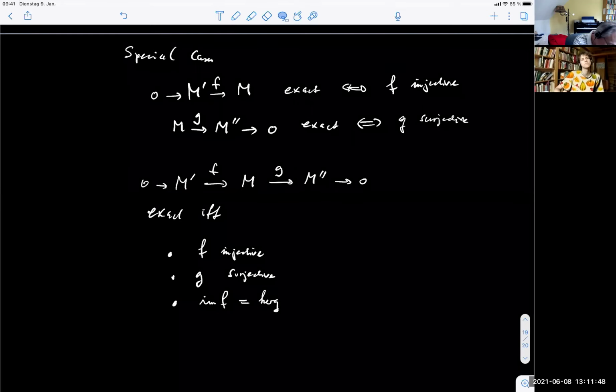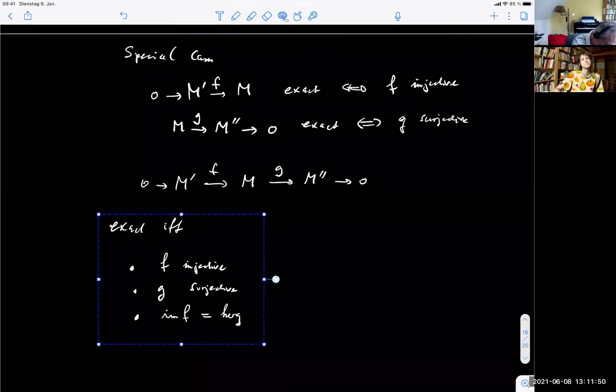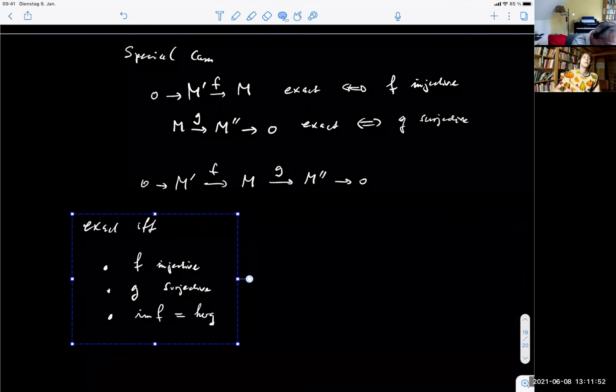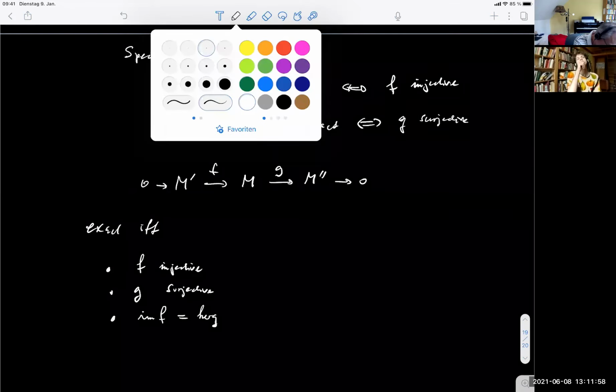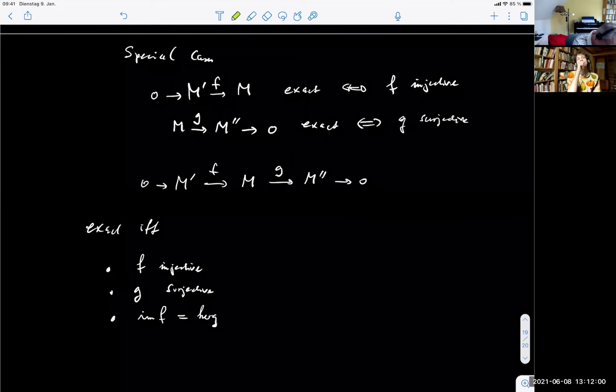Maybe I need a little space. Because there was also this notion of the co-kernel. Let me put it in green. So you divide here M by the image of F. So this is called the co-kernel. We had it already. And so here is my canonical map.